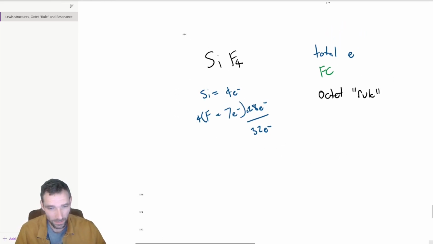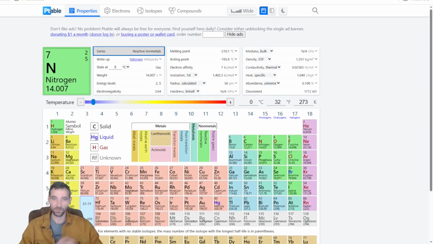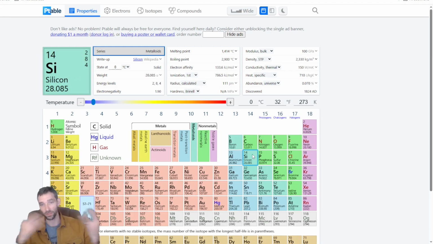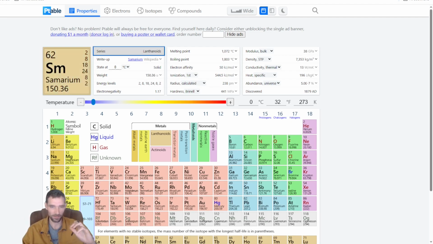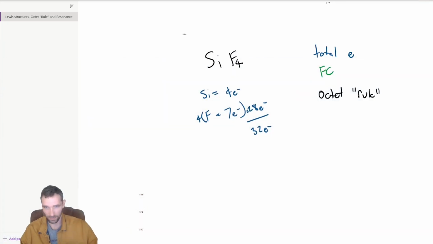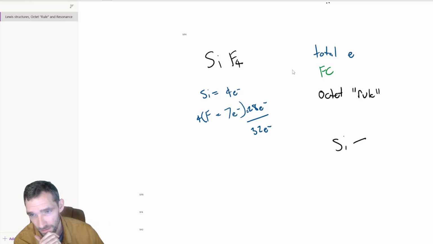Now I'm looking at the atoms involved. Silicon is in the 3rd energy level, so it might be able to use more than 4 orbitals, so it can have more than 8 electrons. So it's breaking the octet rule, where it can go a little bit bigger or have more bonds. I'm going to probably put that silicon in the center, and then I think 1, 2, 3, 4 fluorines.